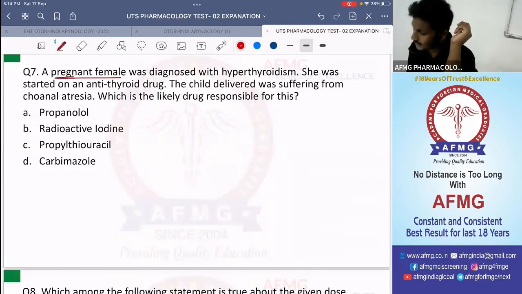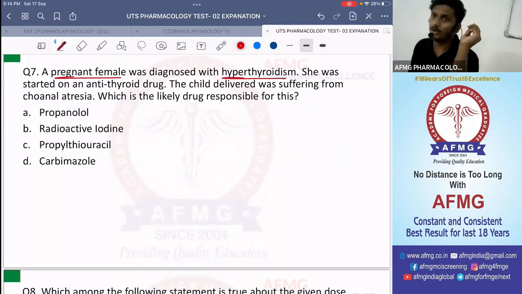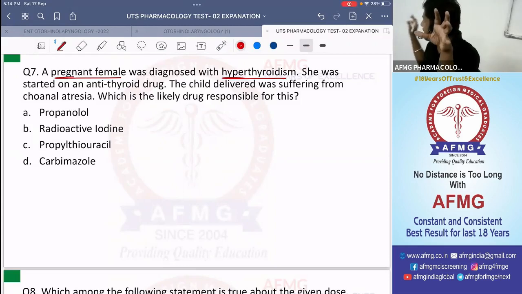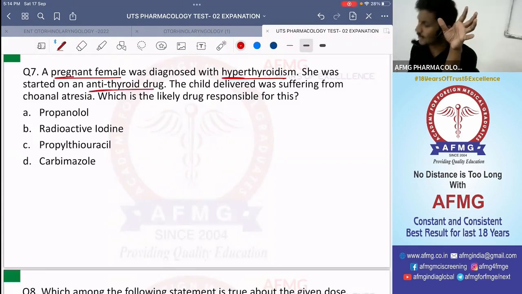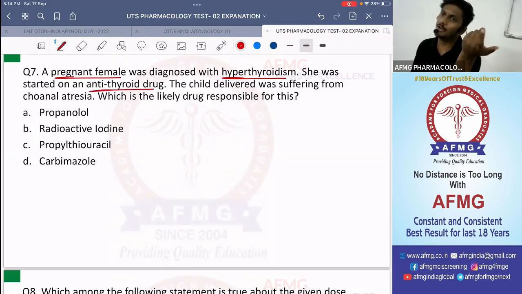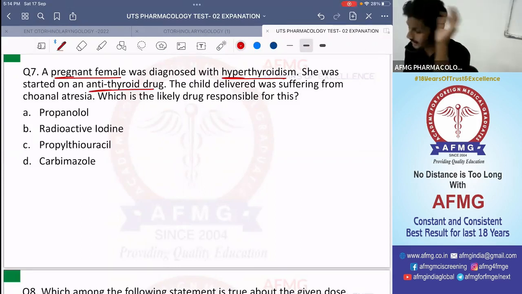A pregnant female was diagnosed with hyperthyroidism. If she is diagnosed with hyperthyroidism, she will have symptoms like being a very thin female due to increased basal metabolic rate. She will have heat intolerance as well. Okay? So she is having hyperthyroidism. She was started on an anti-thyroid drug. The drug of choice for hyperthyroidism is the anti-thyroid drugs, and these are 3.